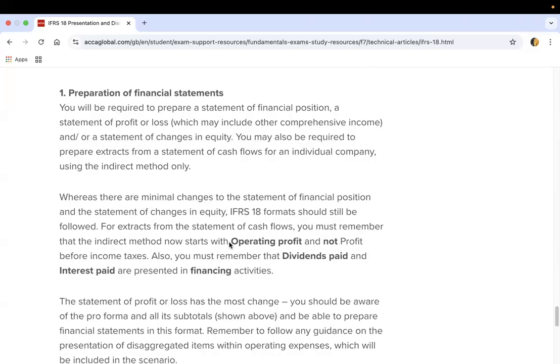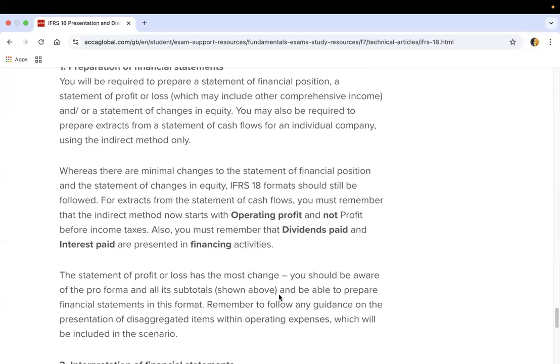Also, you must remember that the dividends paid and interest paid are presented in financing activities. So, interest paid earlier, we used to take it after the cash flow generated from operations, right? Now, these are to be taken under financing activities. Clear? More logically, it fits, right?